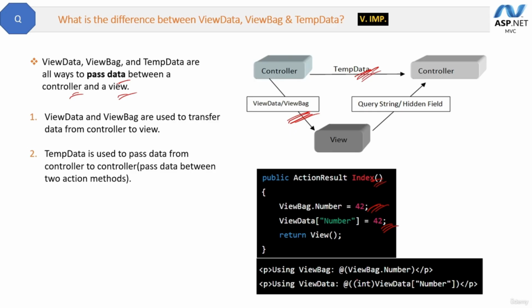Here you can see we are not doing any typecasting to get the integer value from the ViewBag. But in case of ViewData, we are explicitly writing this int here. So typecasting is needed in case of ViewData, right? So the difference between ViewData and ViewBag is ViewBag does not require typecasting, whereas ViewData requires typecasting. Great, now you know the difference between ViewData, ViewBag and TempData.